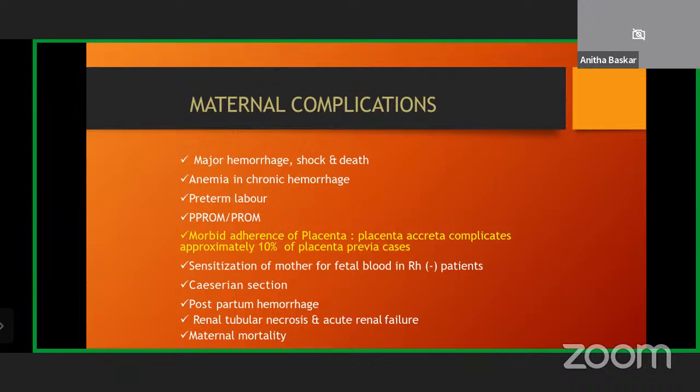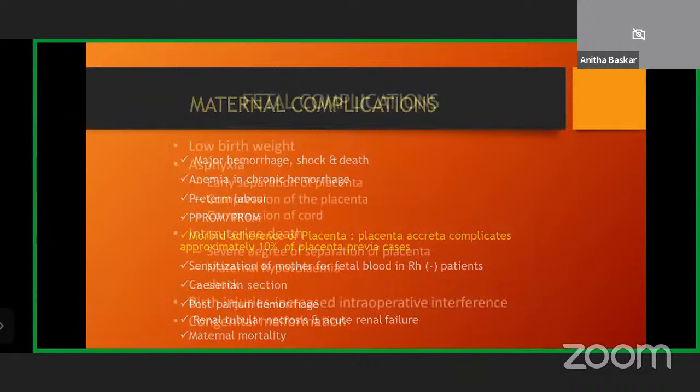If you get prolonged bleeding in the first and second trimester, you will have recurrent anemia. You will have resistant anemia. And then the mother may lead into PPROM, PROM. Then there is morbid adherence of placenta, which is 10% of placenta previa. It complicates cesarean section, PPH, and renal tubular necrosis and acute renal failure due to abruptio placentae.